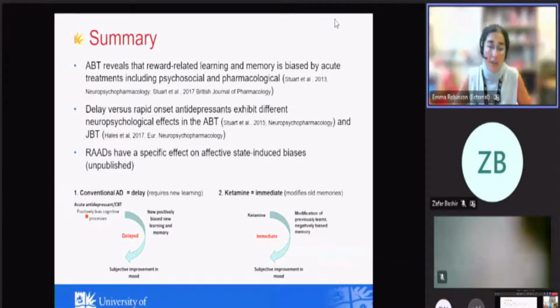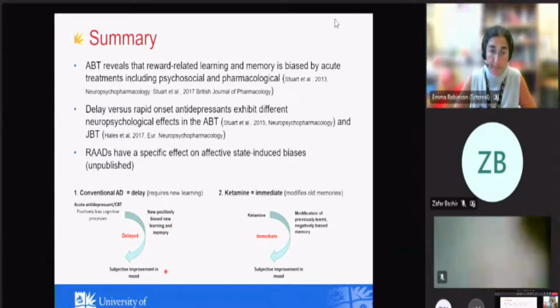If we change that state using an acute antidepressant or cognitive behavioral therapy, we can positively bias the cognitive processes. But then that patient needs to have new experiences. So it's then those experiences that are positively biased through learning and memory, and that takes time to build up and then to reverse the subjective experience of low mood, and hence why it's delayed.